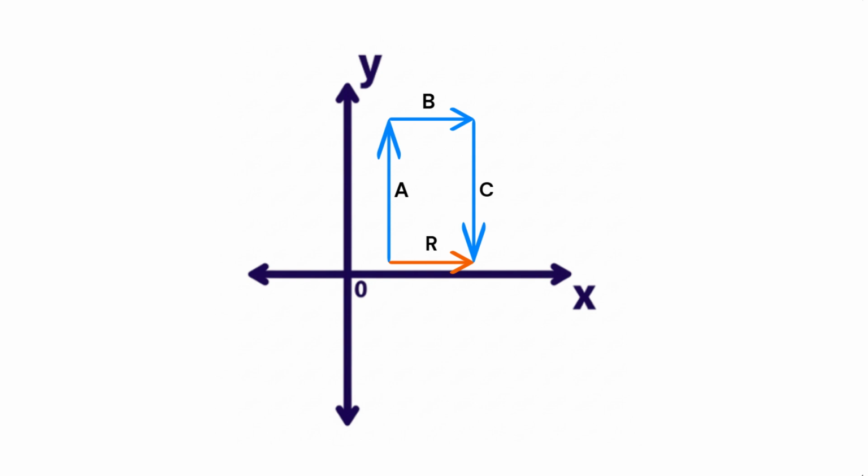Assume the car moved 5 meters in direction A, then 2 meters in direction B, and finally 5 meters in direction C. To find the resultant vector, we need to add the vectors A, B, and C. Let's break this down step by step using vector addition to find the resultant displacement.